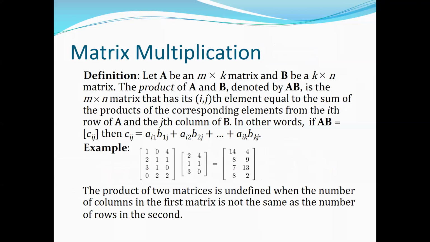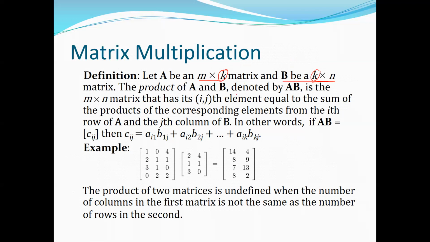Now let's see how we can perform matrix multiplication. So let A be an M cross K matrix and B be a K cross N matrix, right? The important thing is the order of matrix A is M cross K and the order of matrix B is K cross N. That means the number of columns of the first matrix should be equivalent to the number of rows of the second matrix. Then only we can multiply these two matrices. Otherwise, we cannot multiply them, right? And the resultant would be an M cross N matrix.